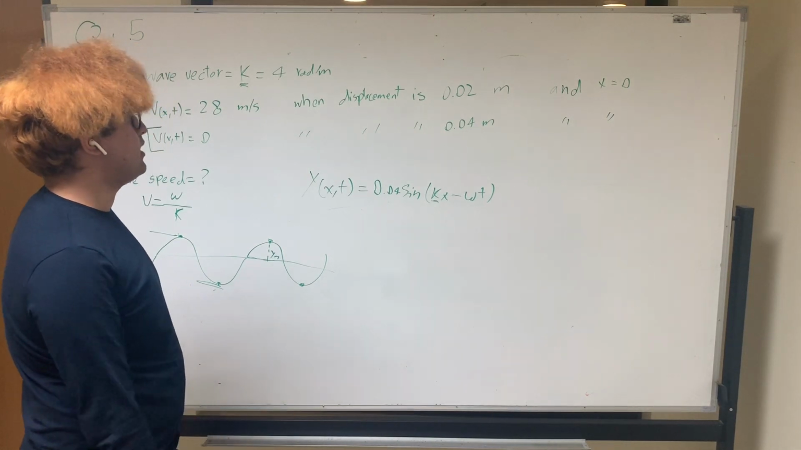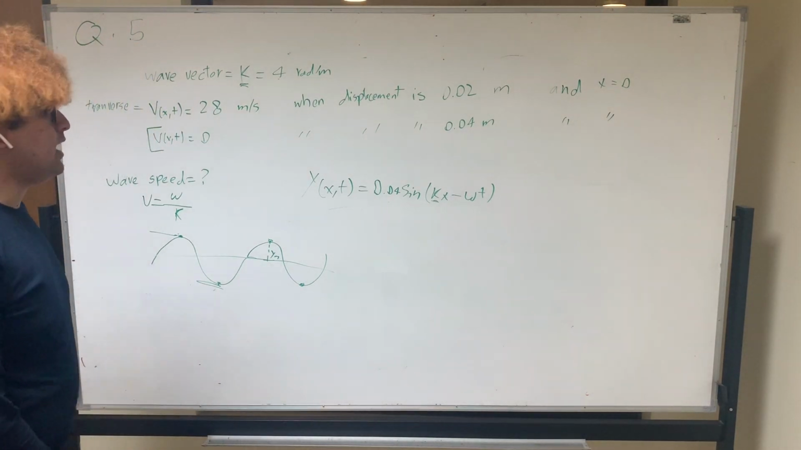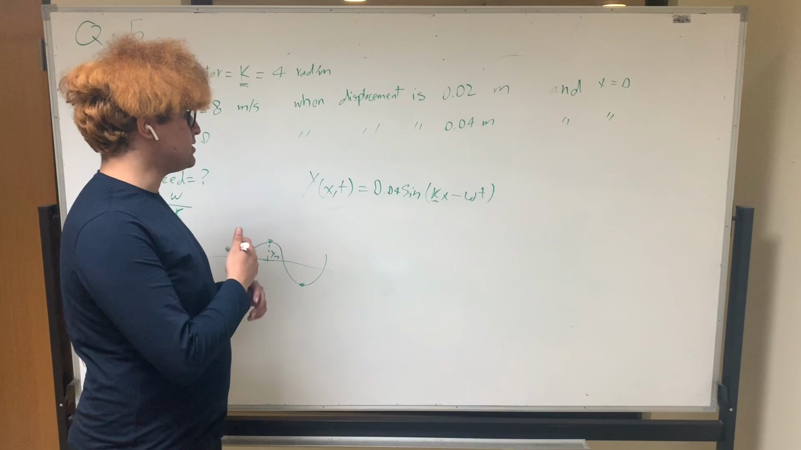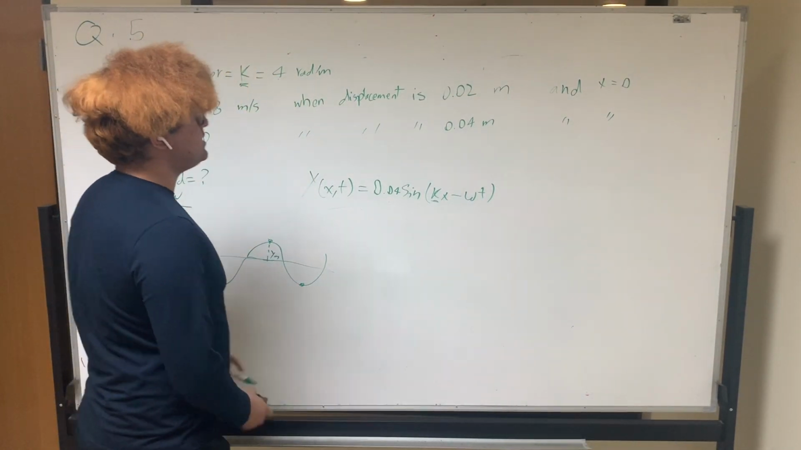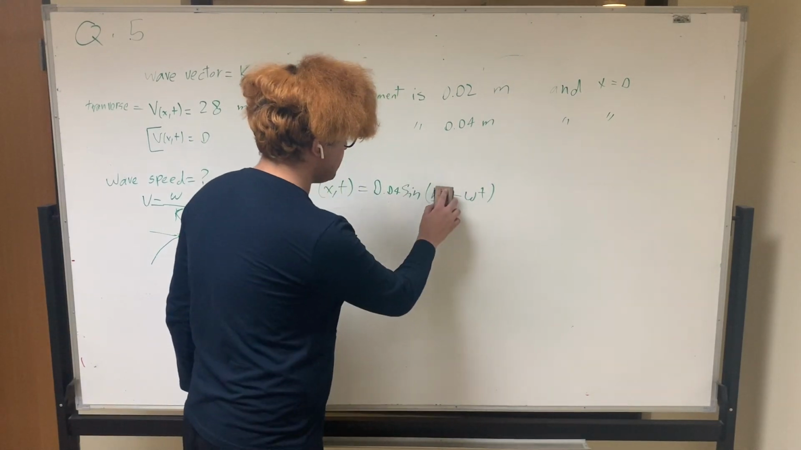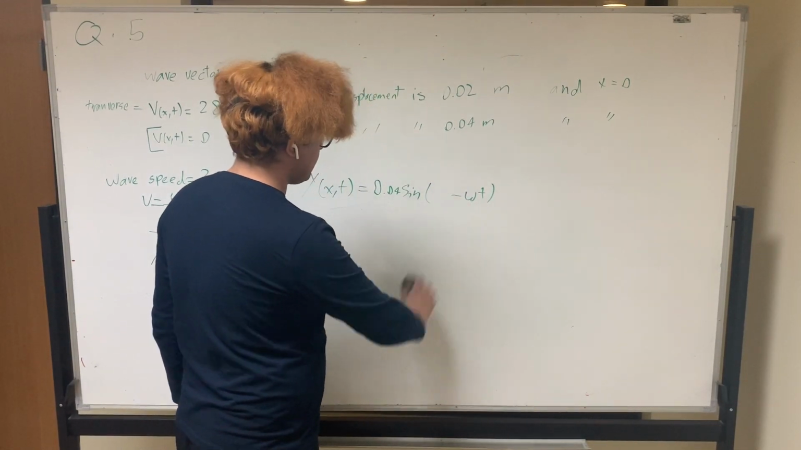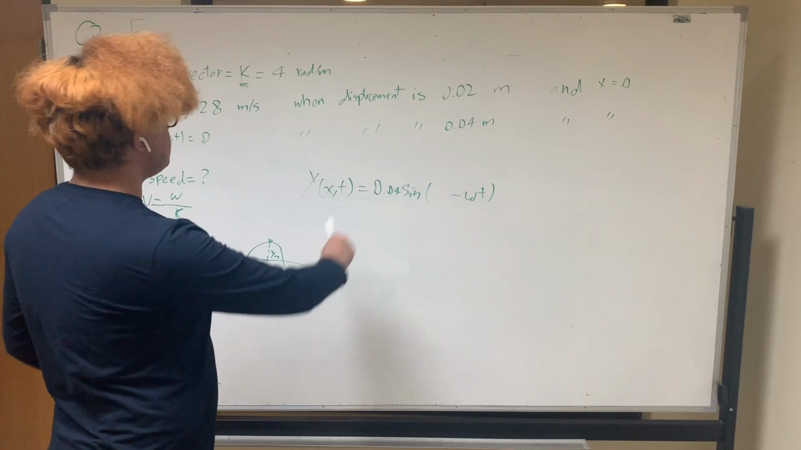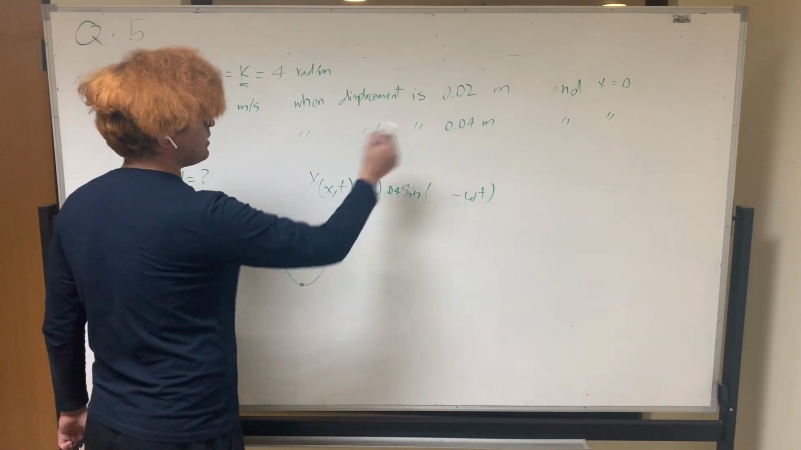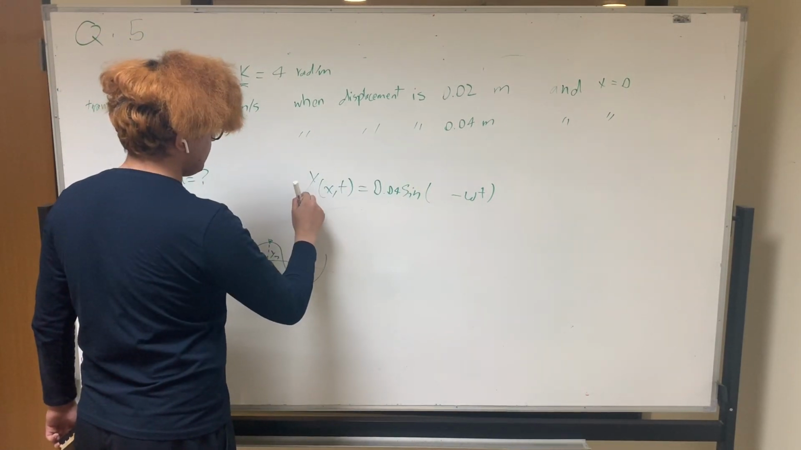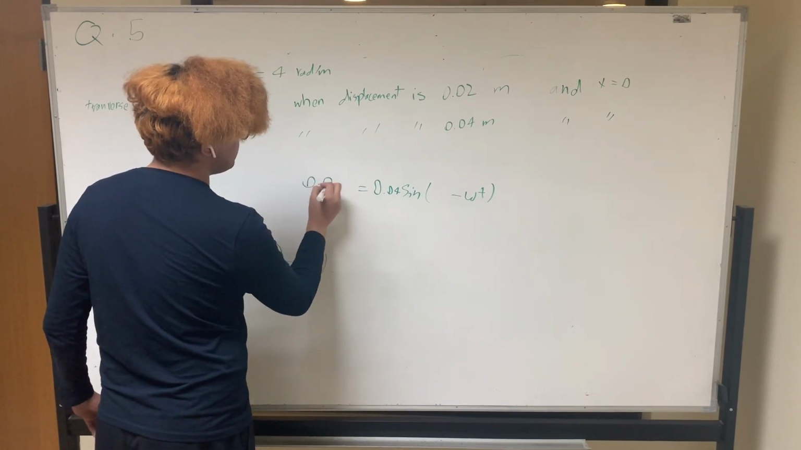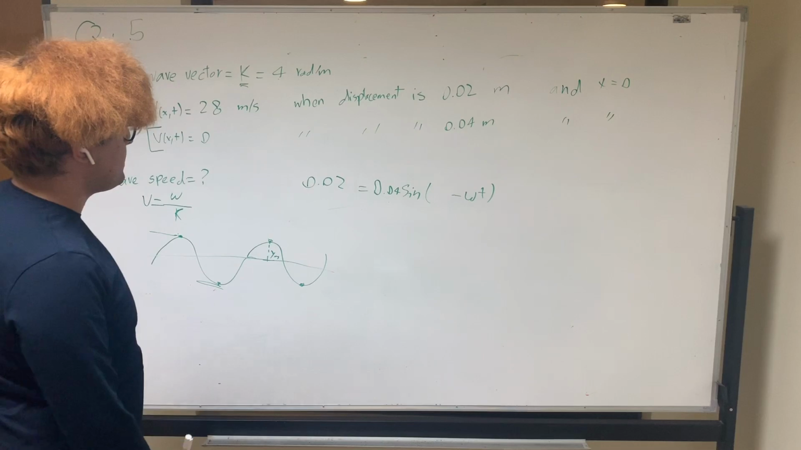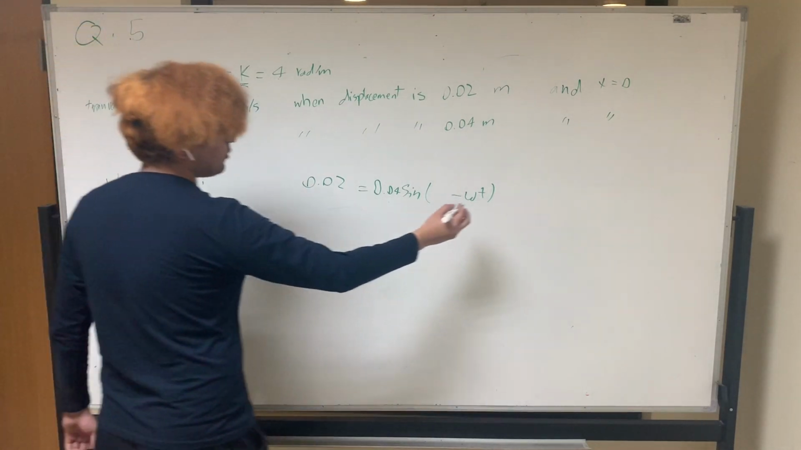And how can we do that? So we can have something like a system of equations. So he's saying at x equal to 0, which means this term disappears. Our displacement is going to be this. So I'm going to make this here 0.02. So this is our first equation.